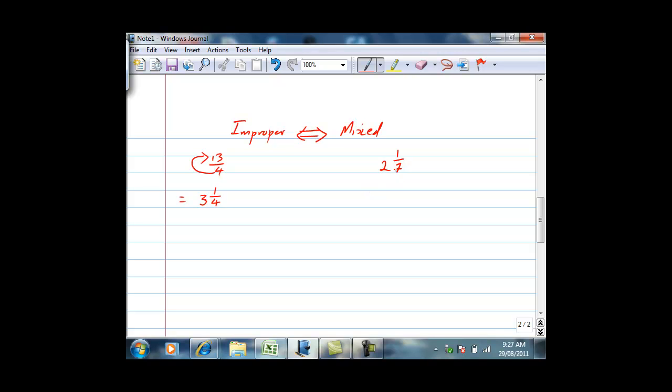How do we convert a mixed fraction into an improper fraction? All you need to do is take this denominator, multiply with that whole number. So 7 times 2 is 14, and then you add this numerator. So 7 times 2 is 14 plus 1 is 15. So 2 1/7 as an improper fraction becomes 15/7.